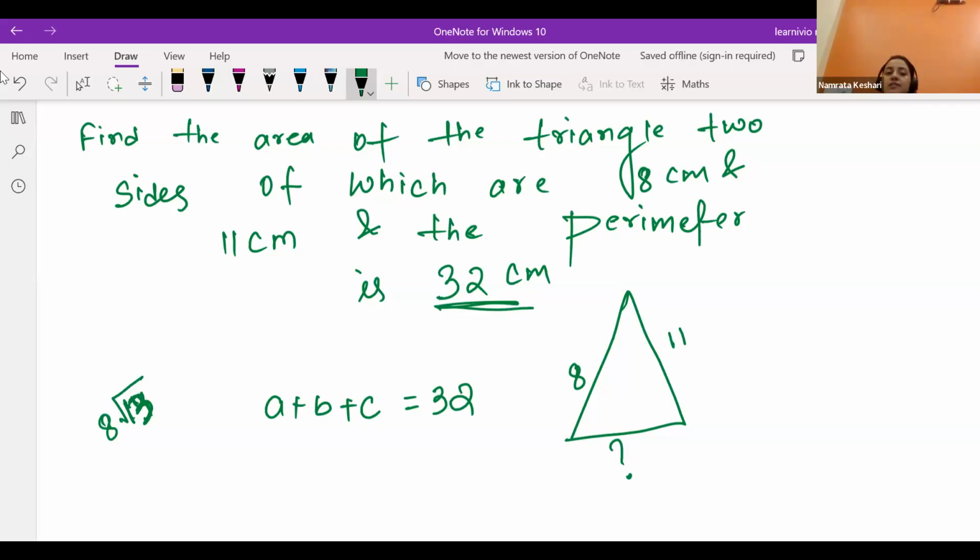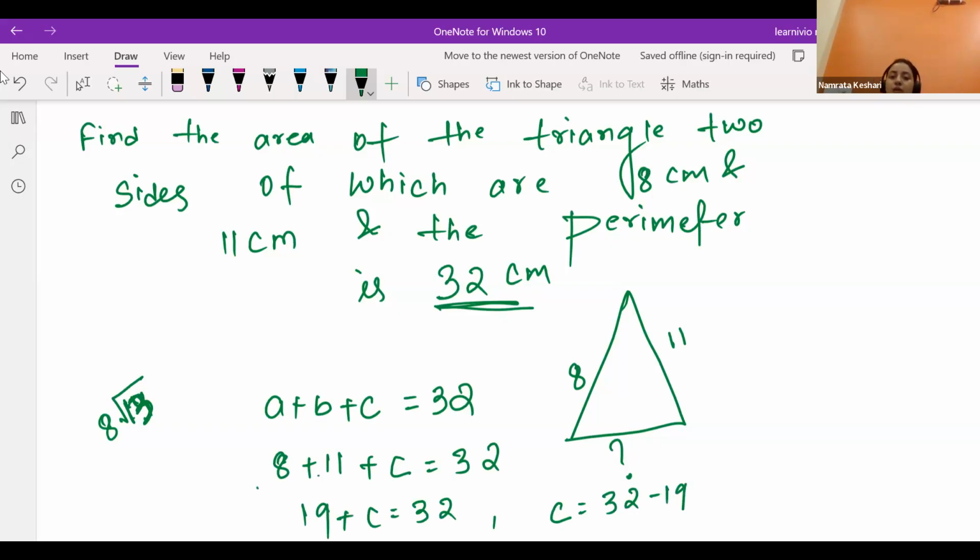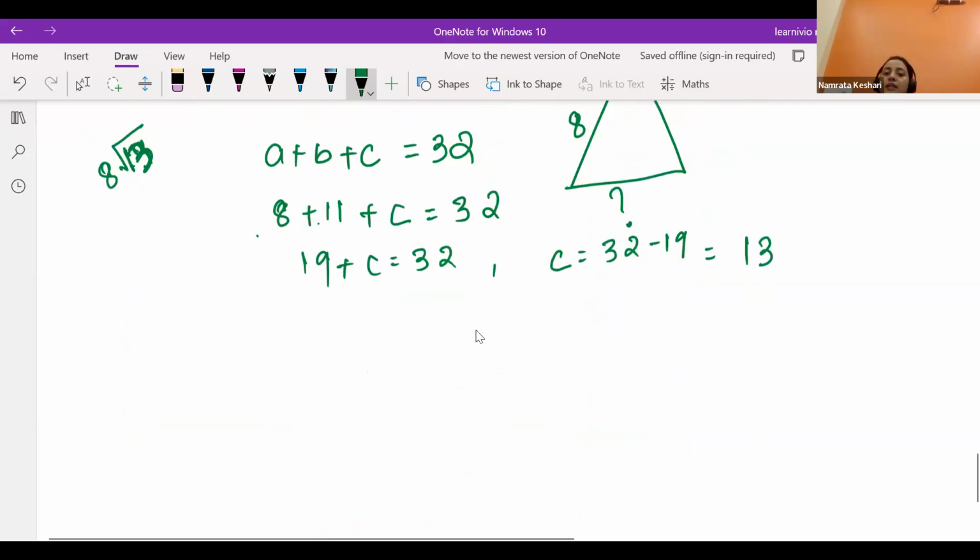See, from here we can find the C value. That will be A plus B plus C is 32. Let's take A as 8. Let's take B as 11. And C we will easily be able to find from here. 11 plus 8 is 19 plus C is 32. We will be getting C as 32 minus 19, that is 13. The third side, the unknown side, is 13. We know A is 8, we know B is 11. Again I am repeating, if your ABC and my ABC are not matching, that is completely fine, our answer will match.